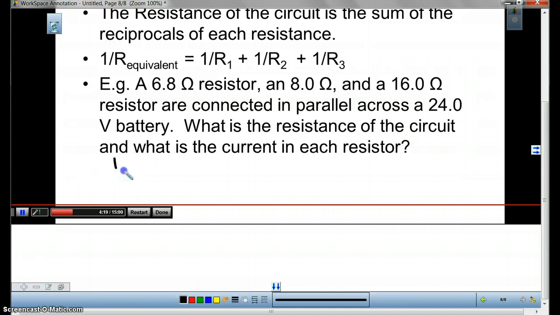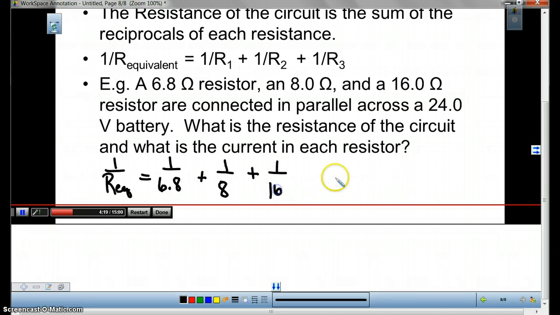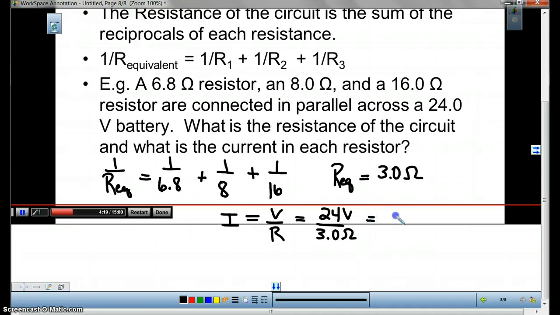Okay, so what we're going to basically do is go: equivalent resistance equals 1 over 6.8 plus 1 over 8 plus 1 over 16. You can go ahead and calculate that yourself, but when you do, you're going to get 3 ohms. So I just added those up, and then I took the reciprocal of the whole thing, and I got the equivalent resistance. Then the current is going to be voltage over resistance. So 24 volts over 3 is 8 amps.